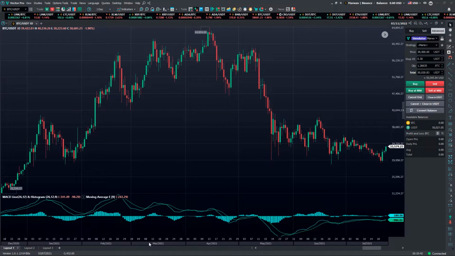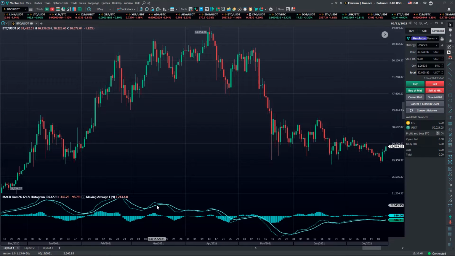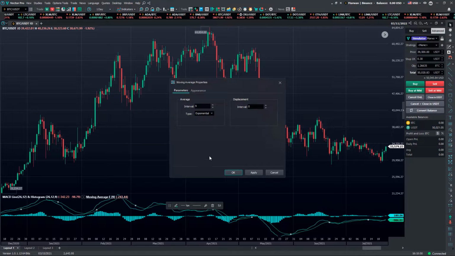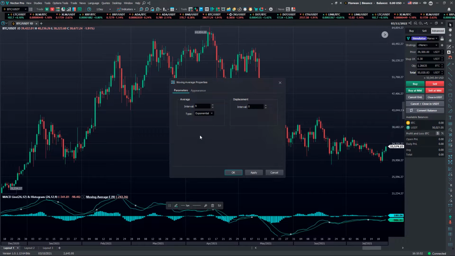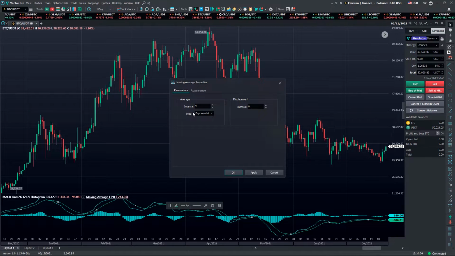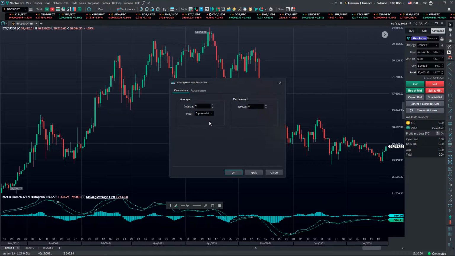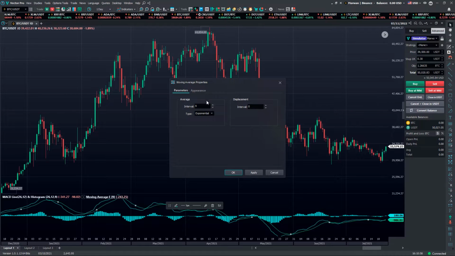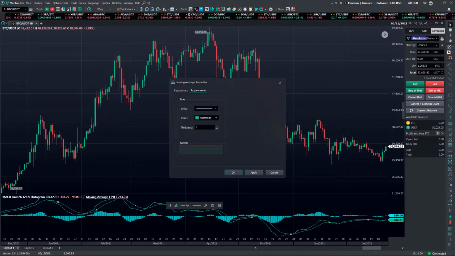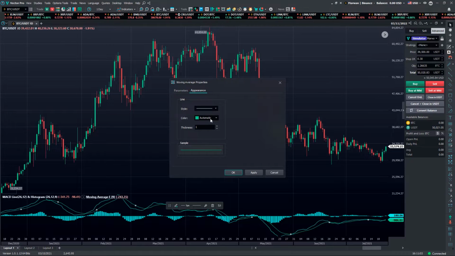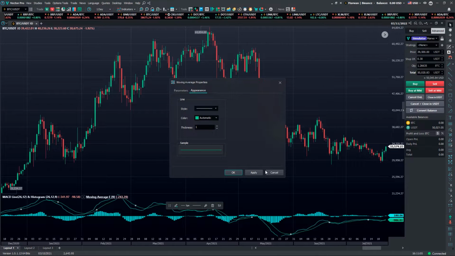Now let's take a look at a few customization features offered by this indicator. So if we click on the green trend line, for example, the properties will appear. And under the parameters, we can actually change the interval for our moving average. We can change the type, as well as change the appearance. So we can change the style, the color, and the thickness of the line.